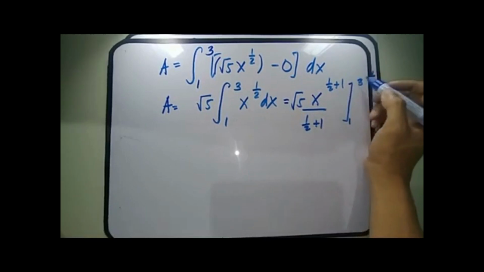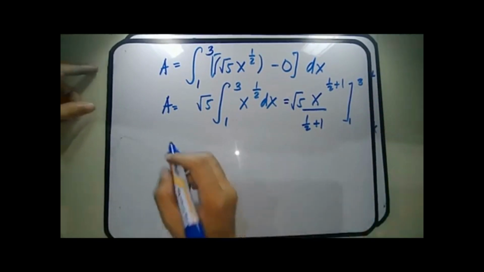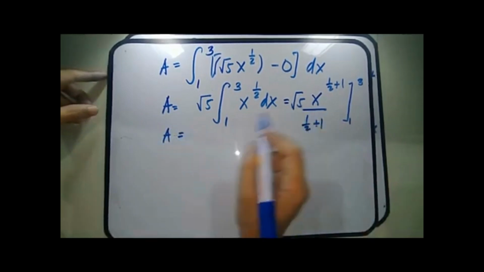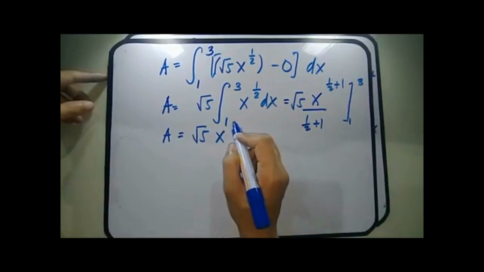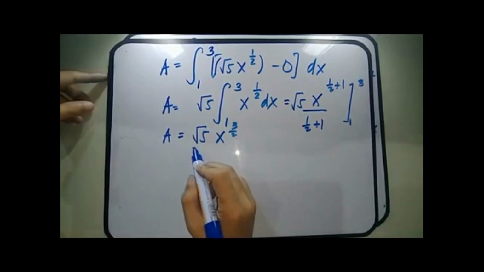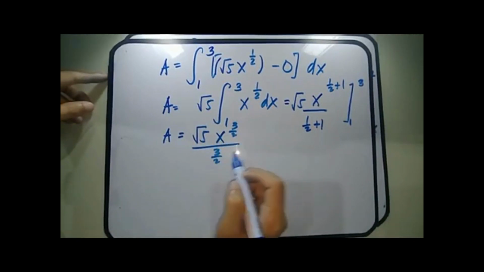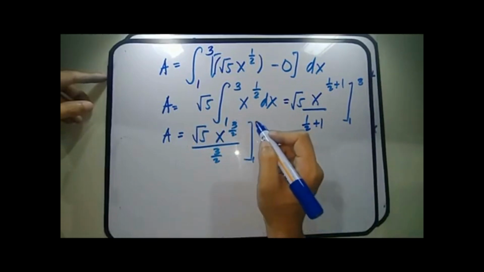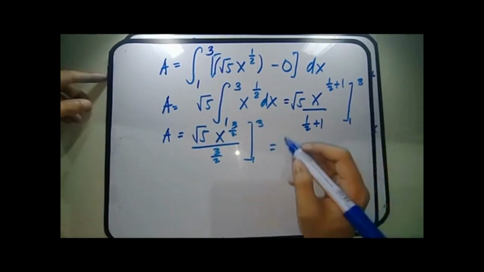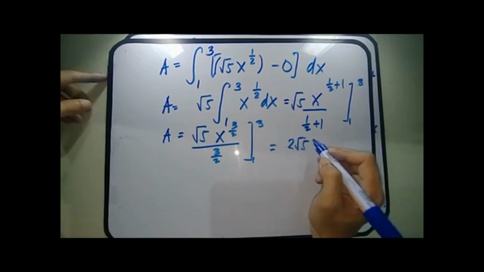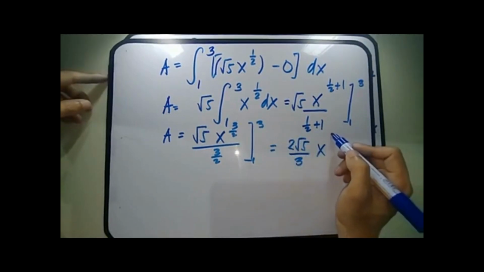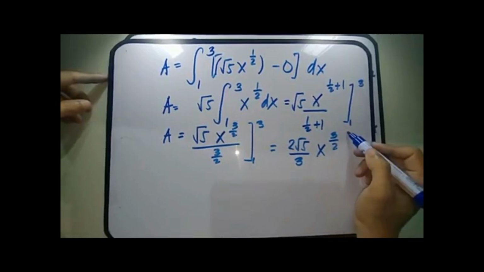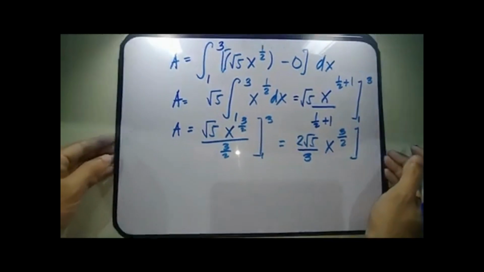So we just simplify this. You have here 1 half plus 1, that is 3 halves. Square root of 5, x raised to 3 halves all over 3 halves from 1 to 3. Further simplifying, we have 2 square root of 5 all over 3, x raised to 3 halves. And the last step is to input those limits.